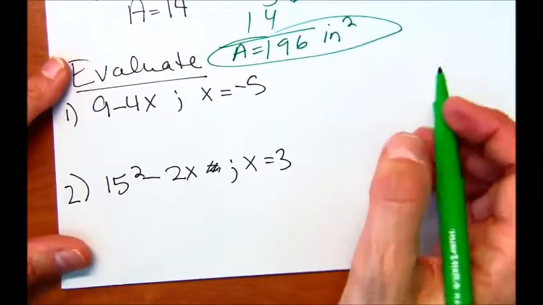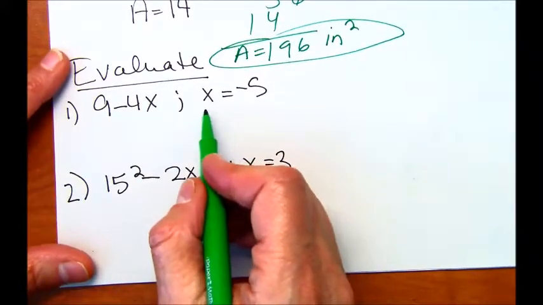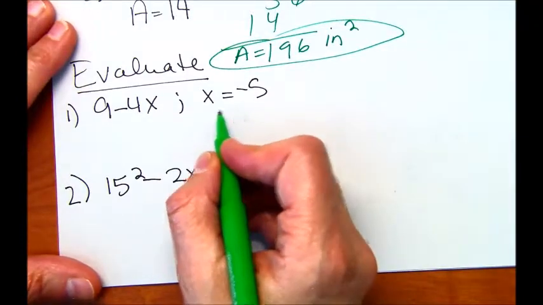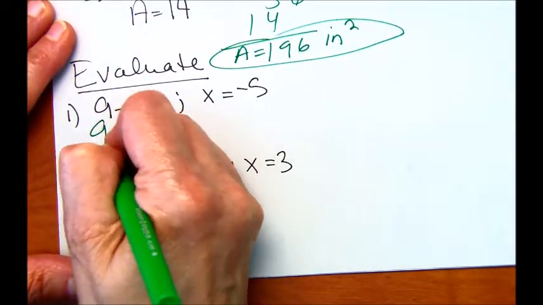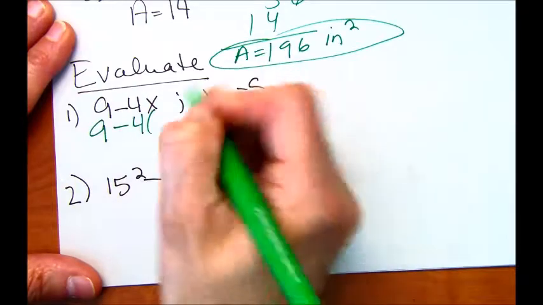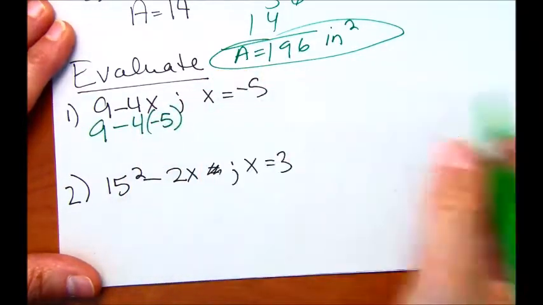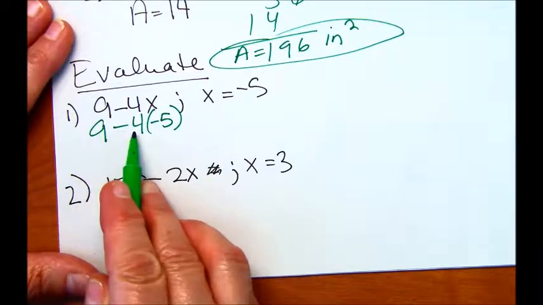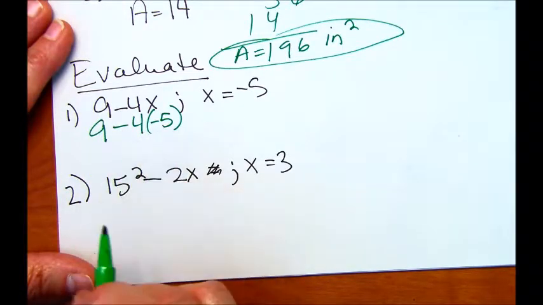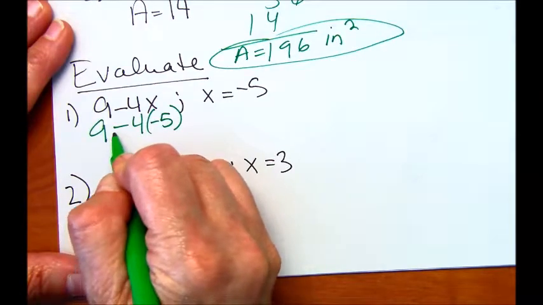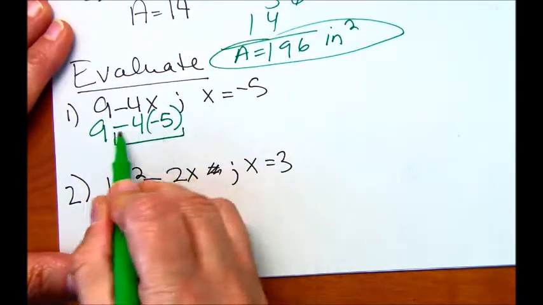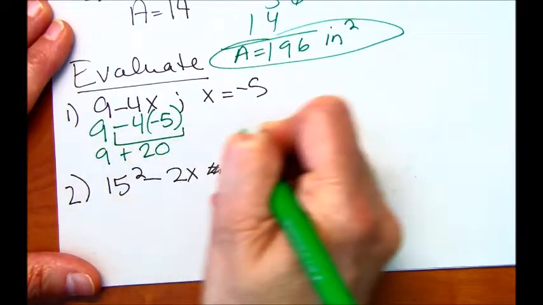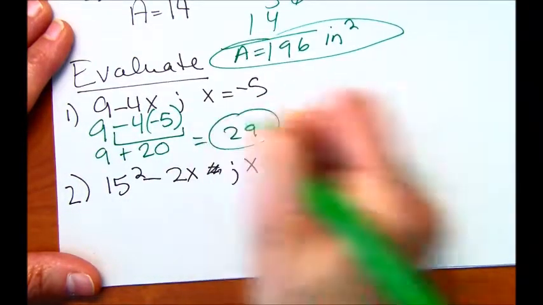Next we have evaluate. That's when we plug in the values of the variable into the expression and then solve. So I'm just going to rewrite this plugging in the value of negative 5. Now here we have 9 minus 4 times negative 5. So I'm going to actually take care of this multiplication problem. 2 negatives make a positive, so that's 9 plus 20 equals 29.